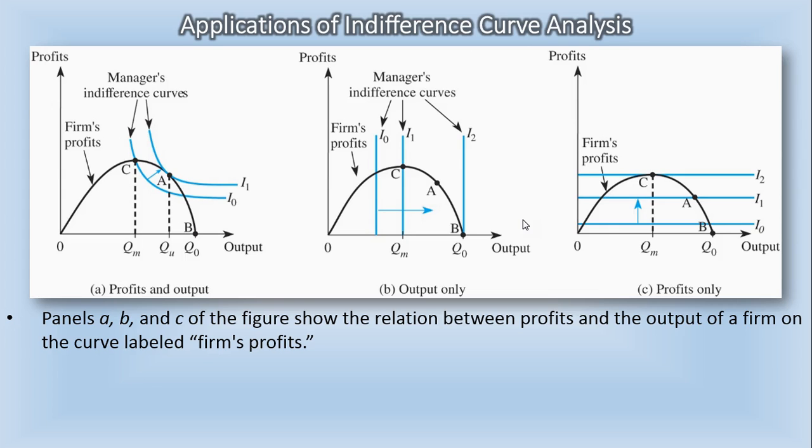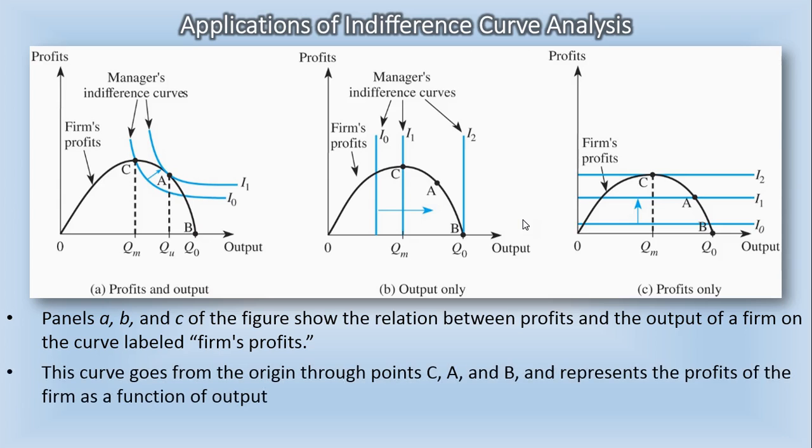And we'll talk about why profits are shaped like that later on in the course. So this curve goes from the origin to points C, A, and B, and represents the profits of the firm as a function of output. As output increases, profits increase, but then they start to decrease as you go further.